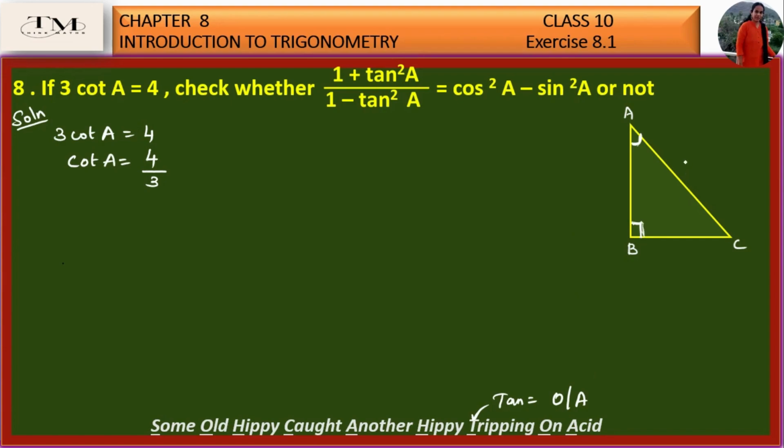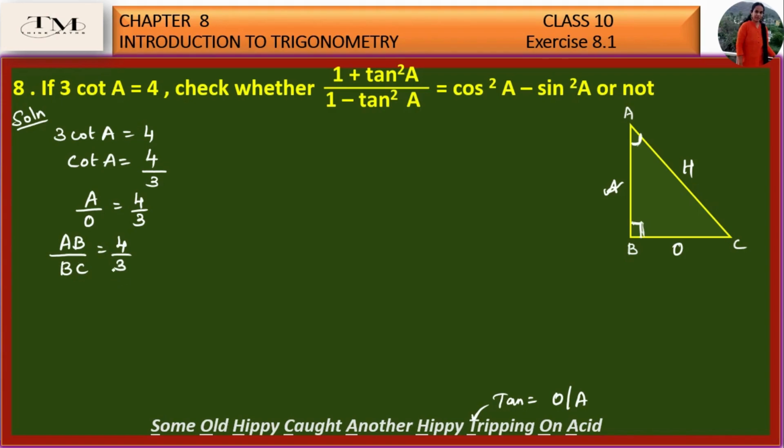Now which is the adjacent side, opposite side and hypotenuse? Opposite to the 90 degree angle is the hypotenuse. Opposite to this angle is BC and AB is adjacent. So tan is equal to opposite by adjacent. Then cot will be the inverse of tan, adjacent side by opposite side, which is 4 by 3. The adjacent side is AB and the opposite side is BC, so AB by BC equals 4 by 3.